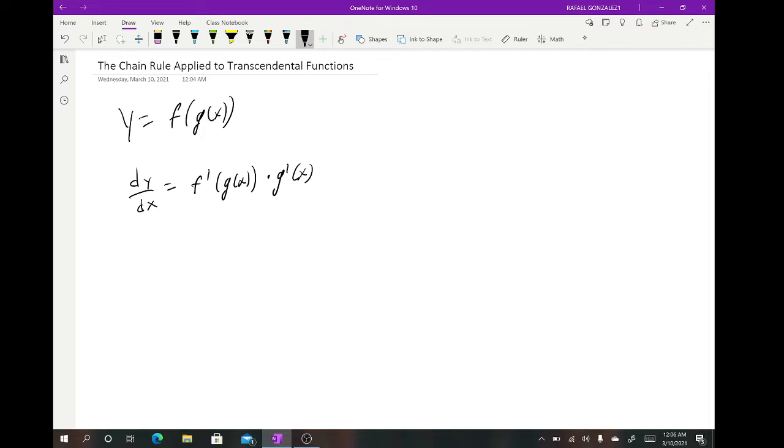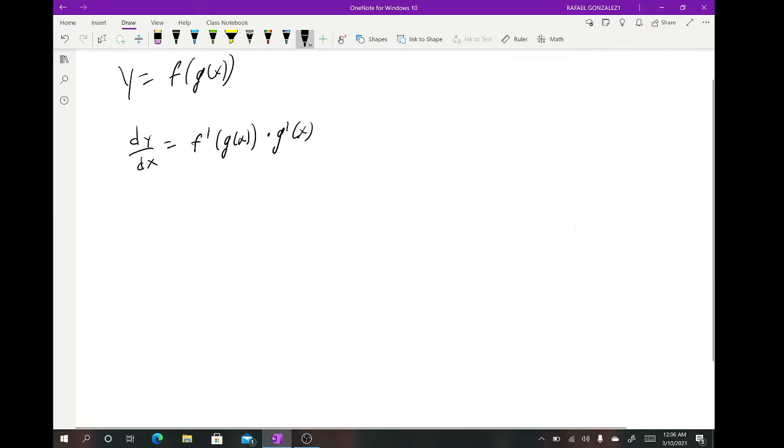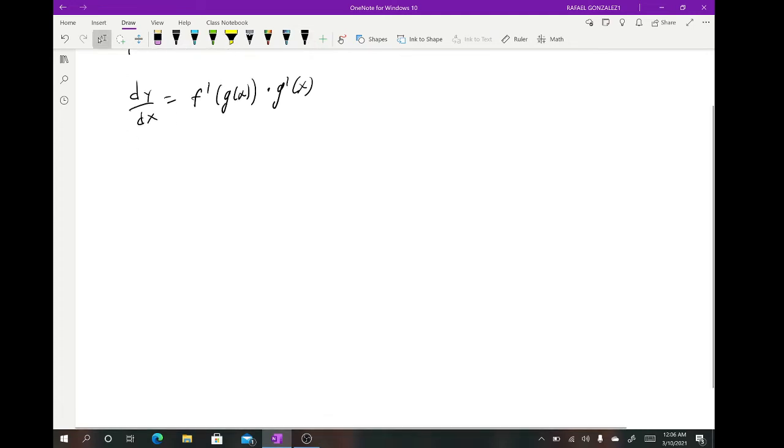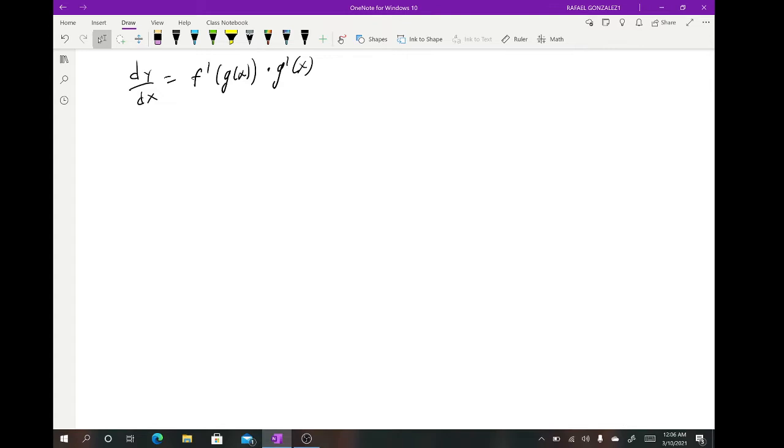Now, transcendental functions include the 6 trigonometric functions that we love, as well as the exponential function and the natural logarithmic function. So let me do a couple of examples using sine and cosine. Although we saw a few of them, it's important that we see them in isolation. So let's begin with the following example. Let's find the derivative of the following.